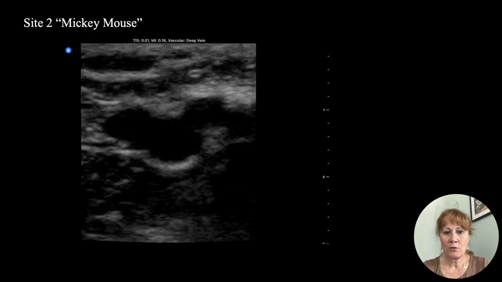This is site 2. This is your Mickey Mouse. Beautiful job. This is the classic site 2 site that we want to see. It's really, really nice. So this would be your common femoral vein, nice and big and round. And this is the left side. So this is the common femoral artery. It has not bifurcated yet. And then this is the greater saphenous vein, or the large saphenous vein, coming off, and then it will be going medially. So beautiful job catching this. Very nice.